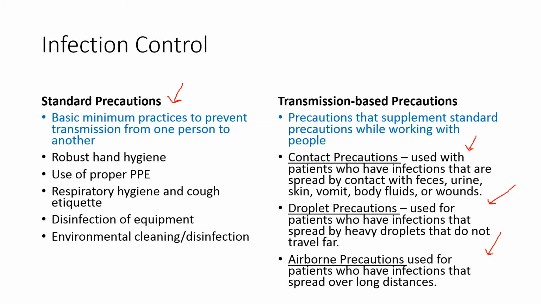Someone on airborne precautions can also be using eye protection. And a lot of times, if it's available, patients under airborne precautions will be kept in a room that's under negative pressure so that air from the room does not flow out into the hallway, but rather air in the hallway flows into the room and then up through the ventilation system.